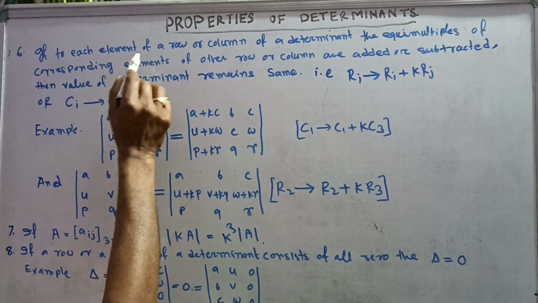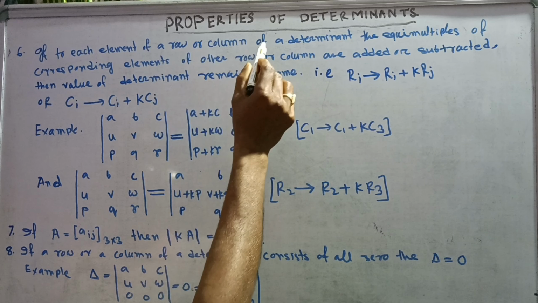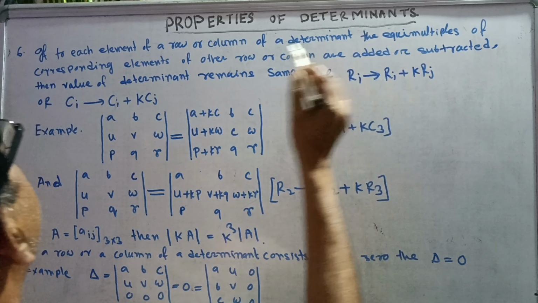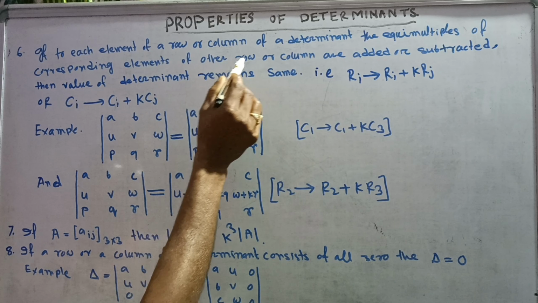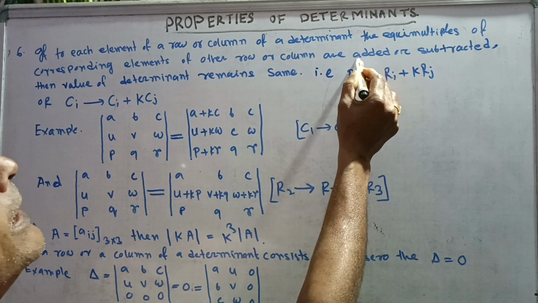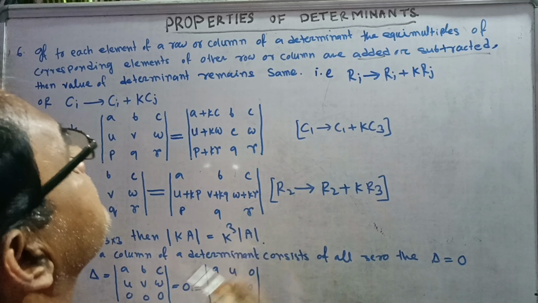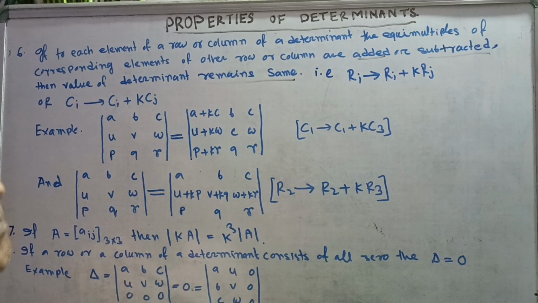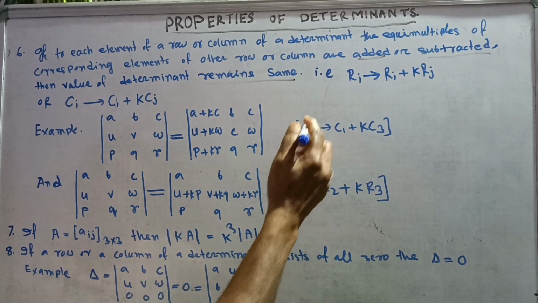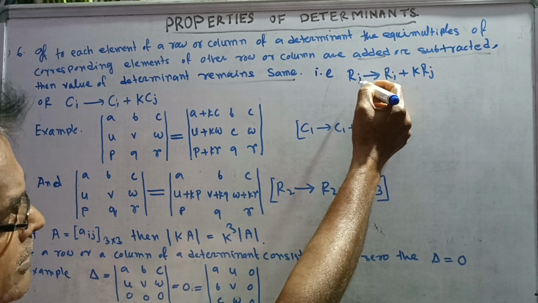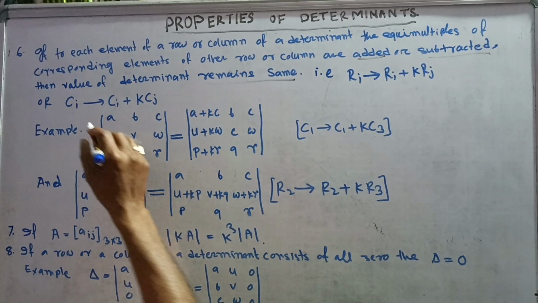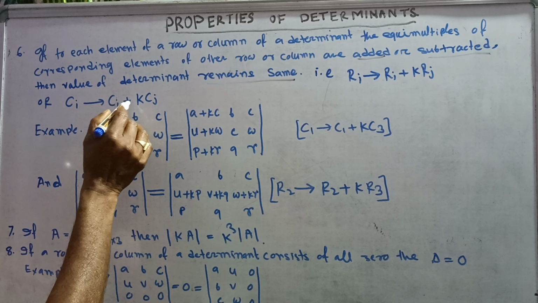Property 6: if to the elements of a row or column of a determinant, the equimultiples of corresponding elements of another row or column are added or subtracted, then the value of the determinant remains the same. That is, Ri, the ith row, changes to the ith row plus k times the jth row. Similarly, in columns, Ci equals Ci plus k times Cj.